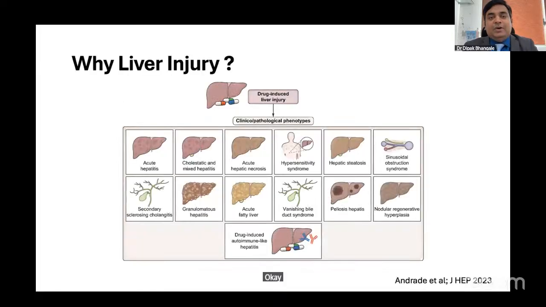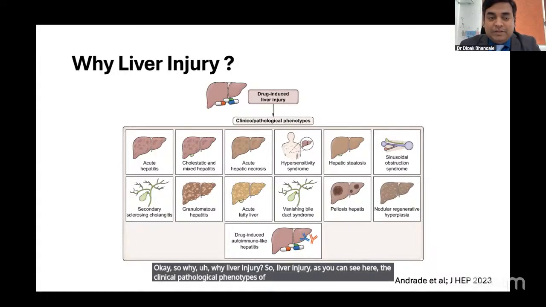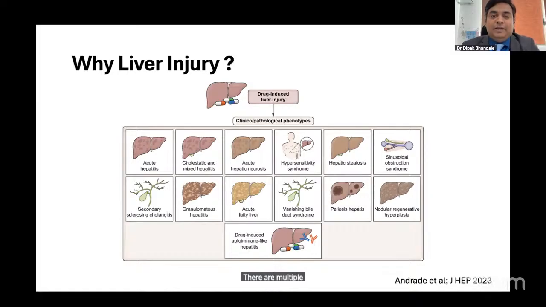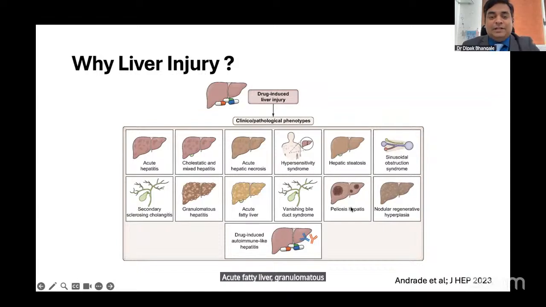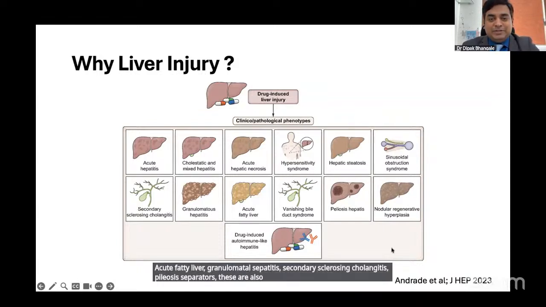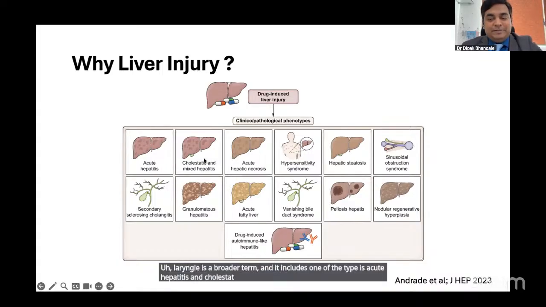So why liver injury? As you can see here, the clinico-pathological phenotypes of liver injury are different. There are multiple things we include as liver injury. It includes hepatitis as a part. As you can see here, the acute hepatitis, cholestatic, mixed pattern of hepatitis that we see commonly. But apart from that, there is hepatic steatosis, sinusoidal obstruction syndrome, acute fatty liver, granulomatous hepatitis, secondary sclerosing cholangitis, ileosis hepatitis. These are also liver injuries. So liver injury is a broader term, and one of the types is acute hepatitis and cholestatic mixed hepatitis.